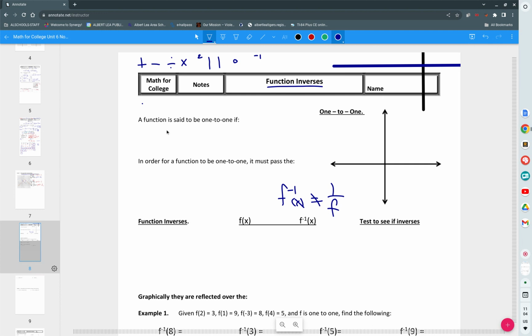Before we talk about function inverses, there's only certain functions that have inverses. Some don't, and some do. So the functions that have inverses are functions that are what we call 1-to-1. A function is said to be 1-to-1 if every input has exactly one output.